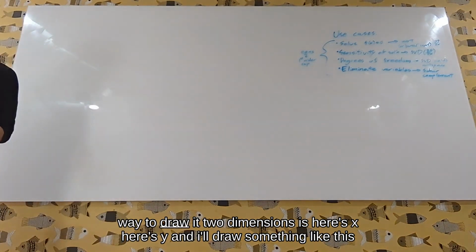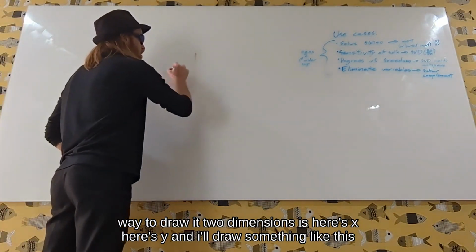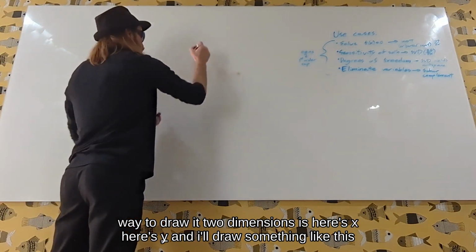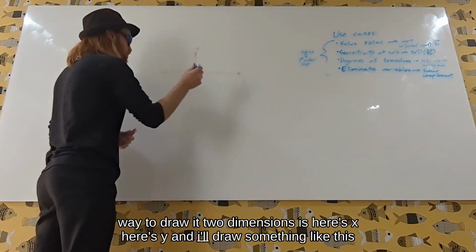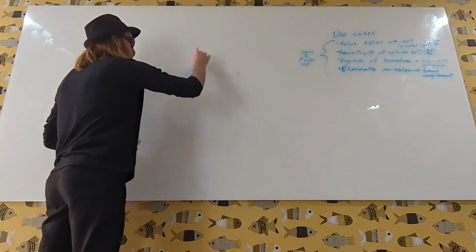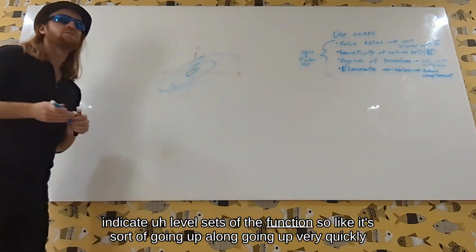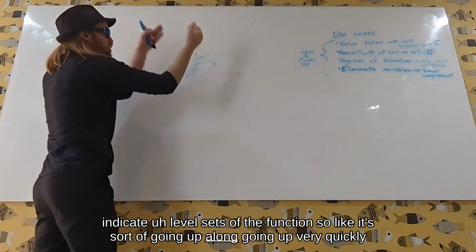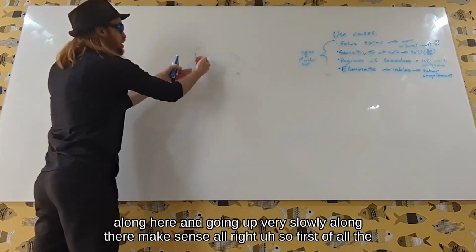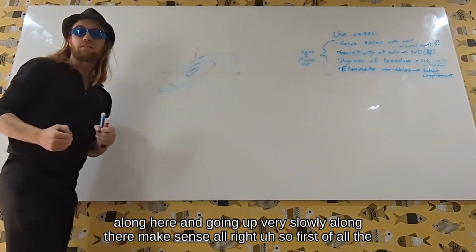A more practical way to draw it in 2 dimensions is here's x, here's y, and I'll draw something like this to indicate level sets of the function. So it's going up very quickly along here and going up very slowly along there. Make sense? All right.